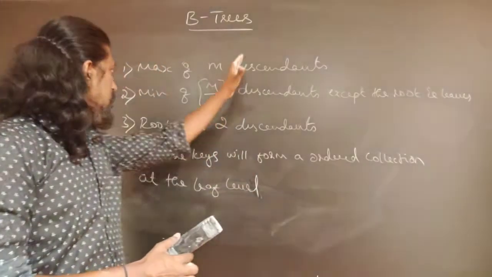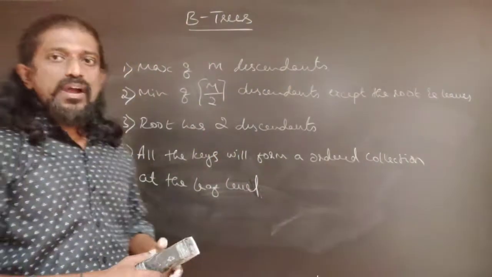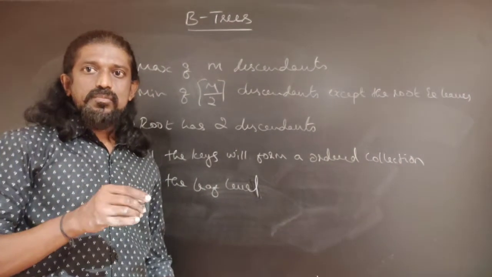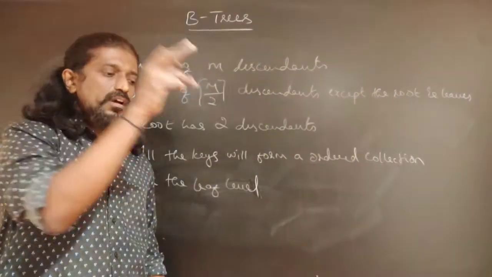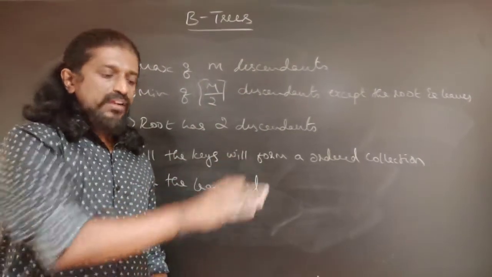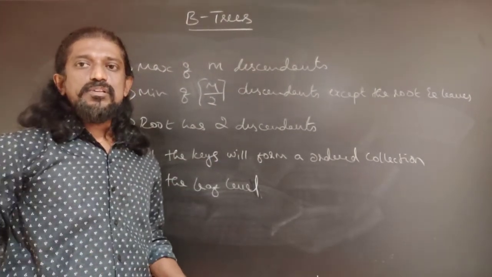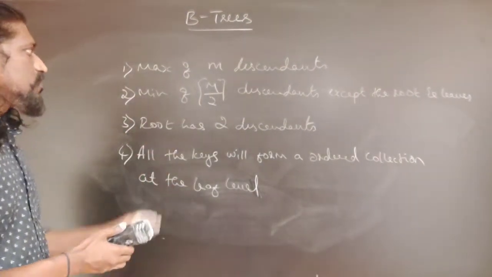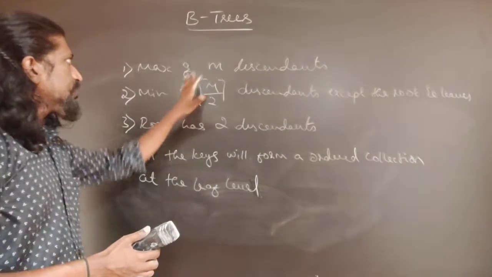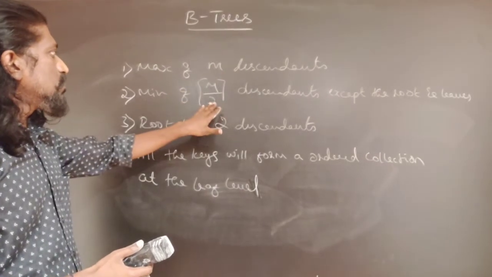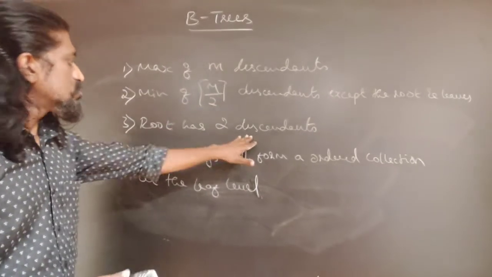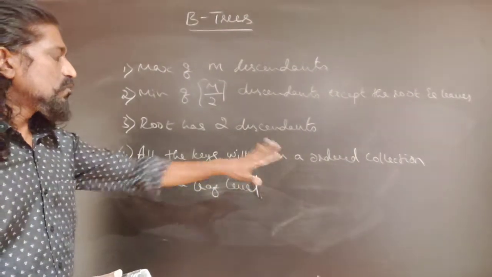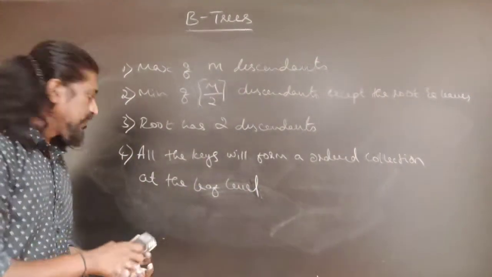So now when we construct a B tree, the B tree will provide indexed access. That means you start from the root and traverse the tree, and you can access any one of the data records that is present in the hard disk. So these are some of the key properties of a B tree: a maximum of m descendants, a minimum of m by 2 descendants, the root has 2 descendants, and all the keys will form an ordered collection at the leaf level.